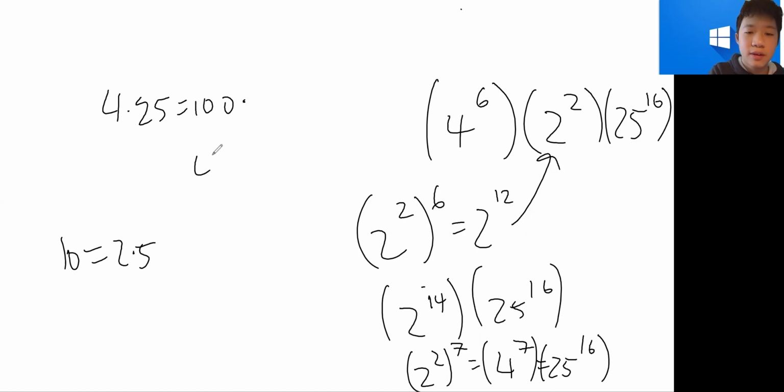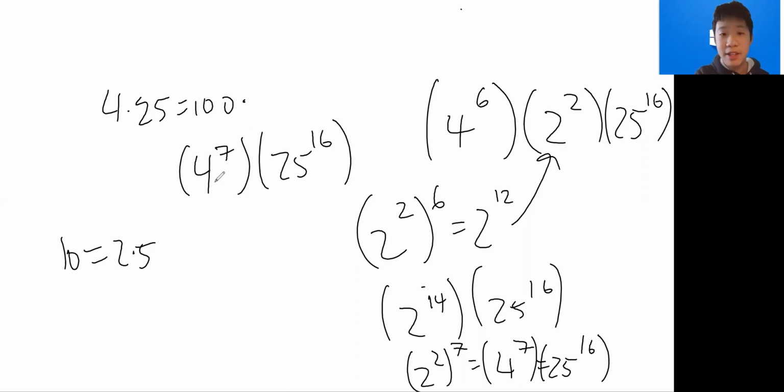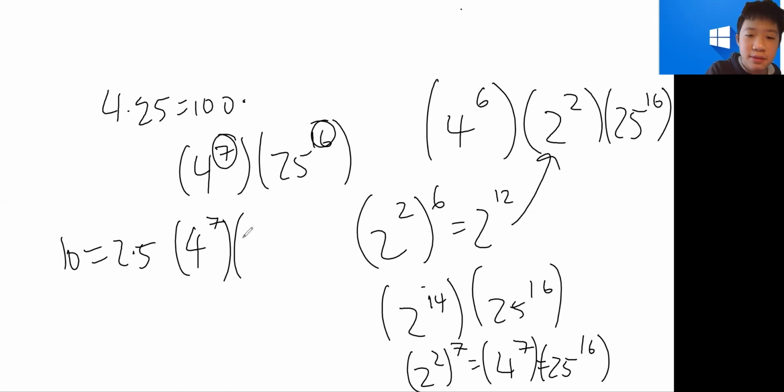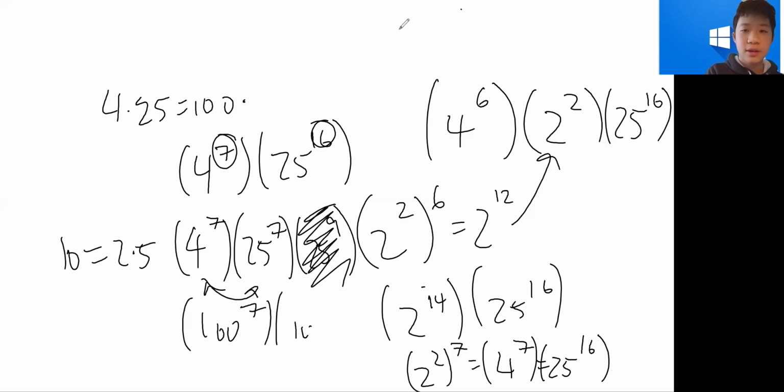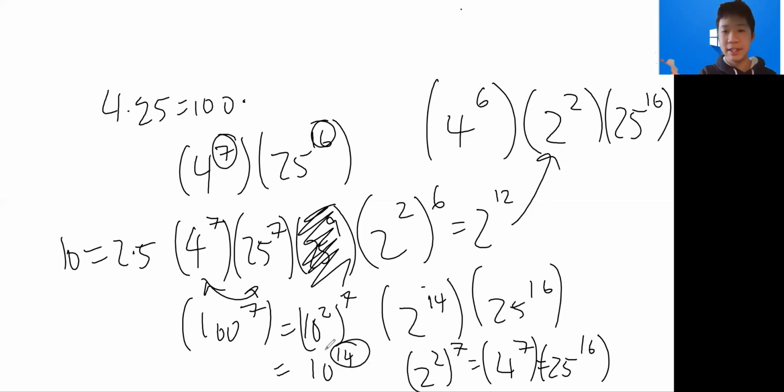Let's move this up here again. 4 to the 7th, 25 to the 16. I want to combine these, but we can't right now because they don't have the same power. So we still have a 4 to the 7th, but we're going to turn this 25 to the 16 into a 25 to the 7th times 25 to the 9. We're going to get rid of this 25 to the 9 because that doesn't give me any zeros, because this ends in 5 anyways. So let's combine these two together. 100 to the 7th. That is just 10 squared to the 7th, 10 to the 14. So we get 14 zeros as our answer once again.